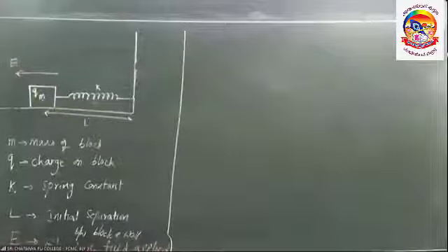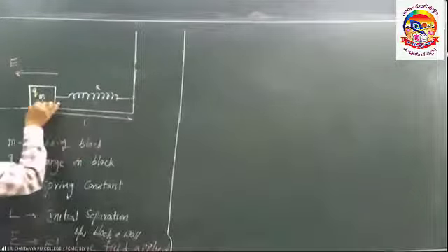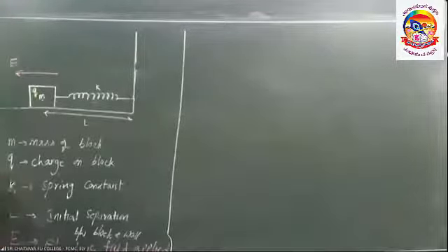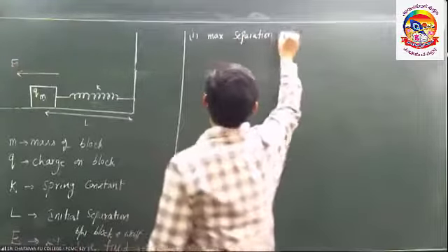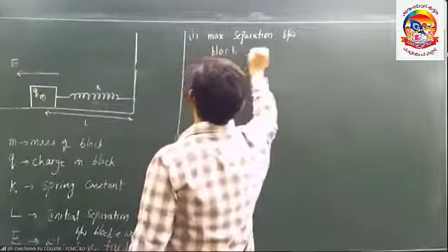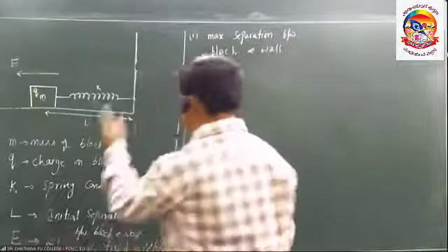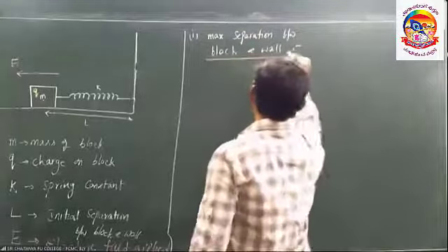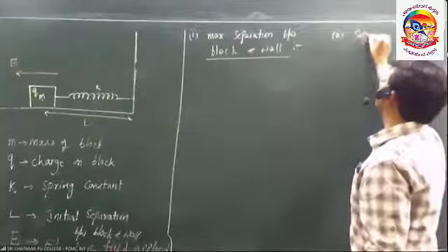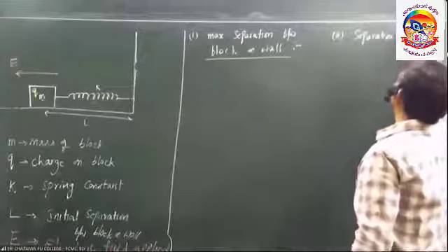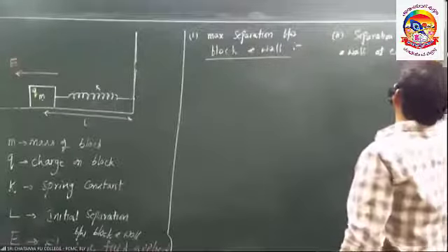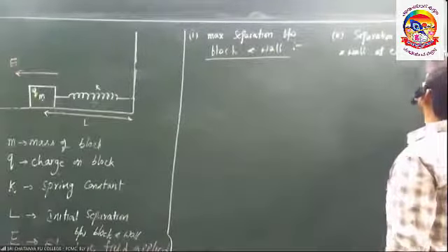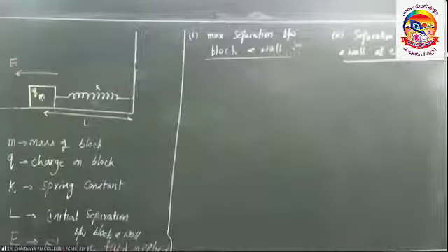The questions ask: what is the maximum separation between this wall and this block whenever the electric field is applied? First question: what is the maximum separation between block and wall when the electric field is applied? Second question: what is the separation between block and wall at equilibrium? This is the second question, right?